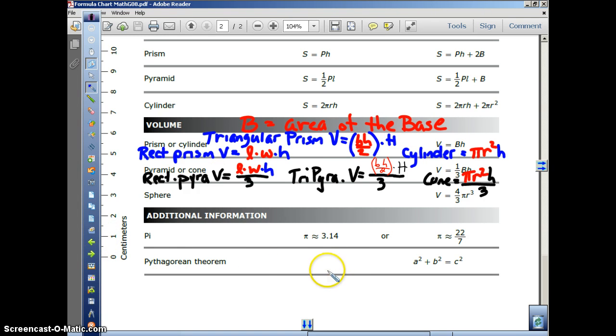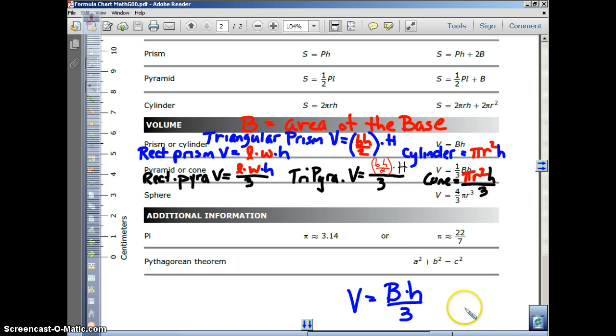Okay, volume of pyramids and cones. Well, the basic formula for all of them is 1/3 base times height, base area times height. I like to write that as the area of the base times the height divided by 3. That's what taking 1/3 of a number means. You're going to divide by 3. All right, for a cone, it's pi radius squared, the height of the cone, divided by 3.